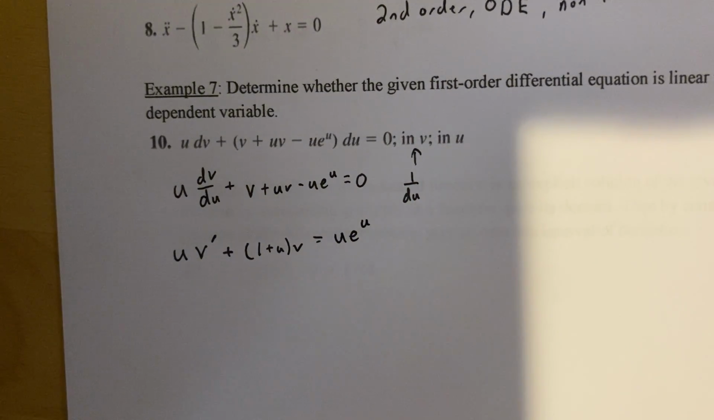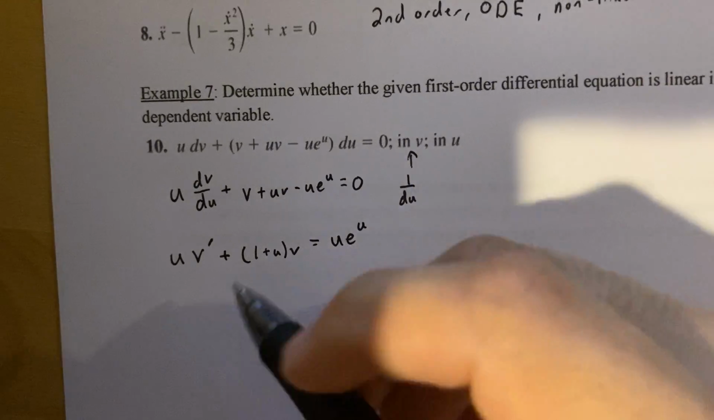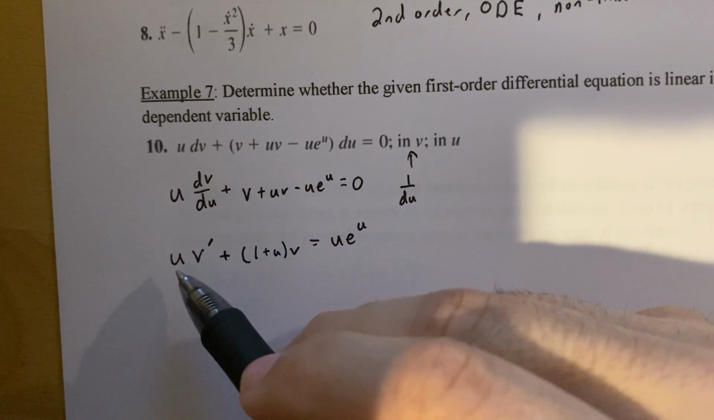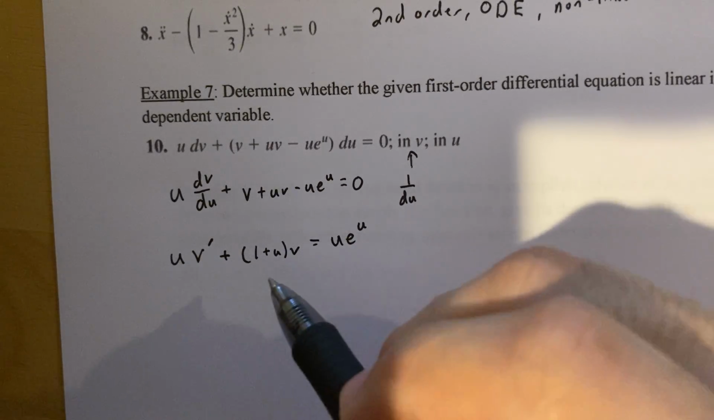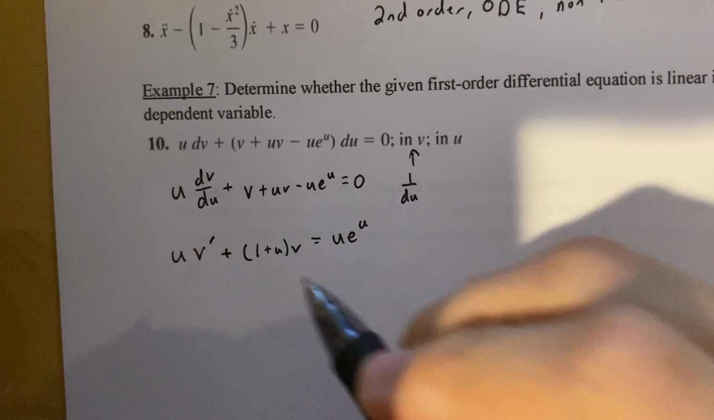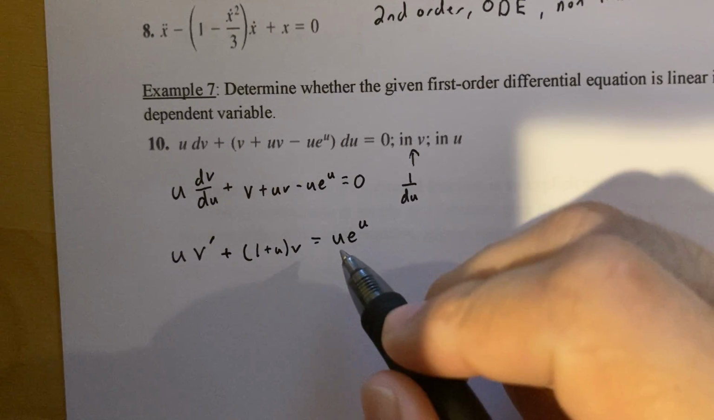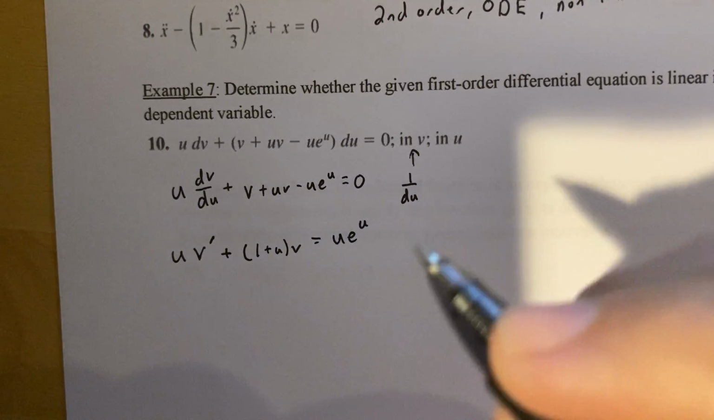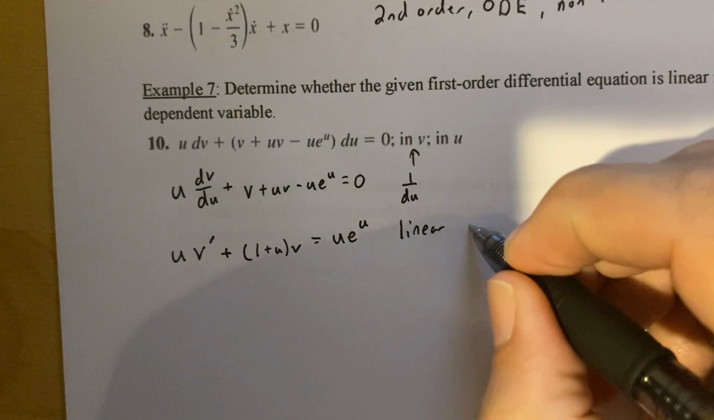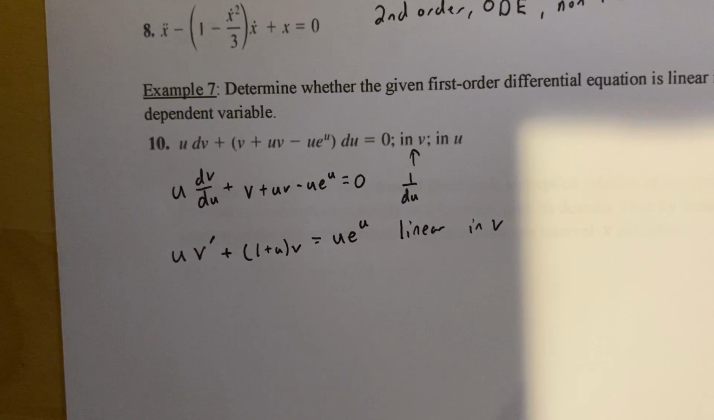And now you might be able to read it a little bit better, where we have a first derivative of v with respect to u, a function of u times it, plus v to the first power times a function of u, 1 plus u, equals a function of u, u e to the u. So that gives us, it is linear in v. Again, that's the dependent variable.